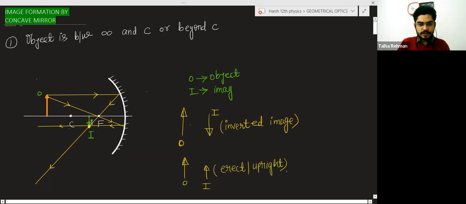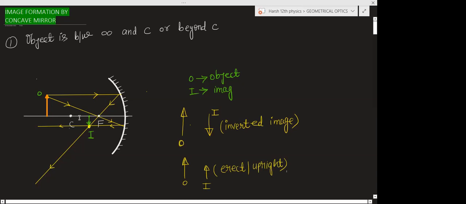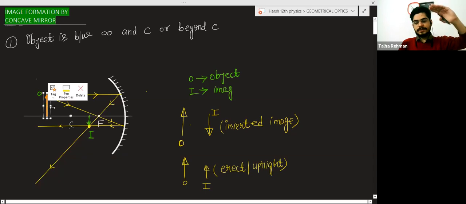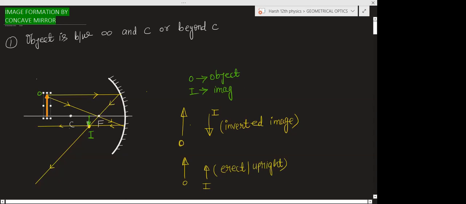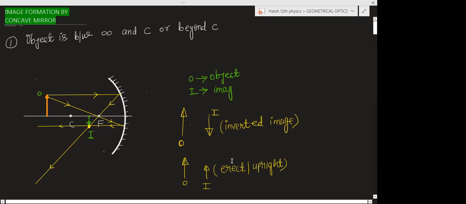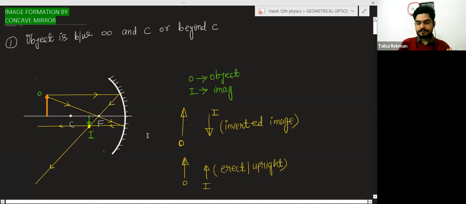Okay, so here the image is what? Inverted or upright? The image is upright. No. See, the object arrow is pointing upwards. Yeah, it will be inverted. The object is upwards and the image will be inverted. So we can say the image is real and inverted.